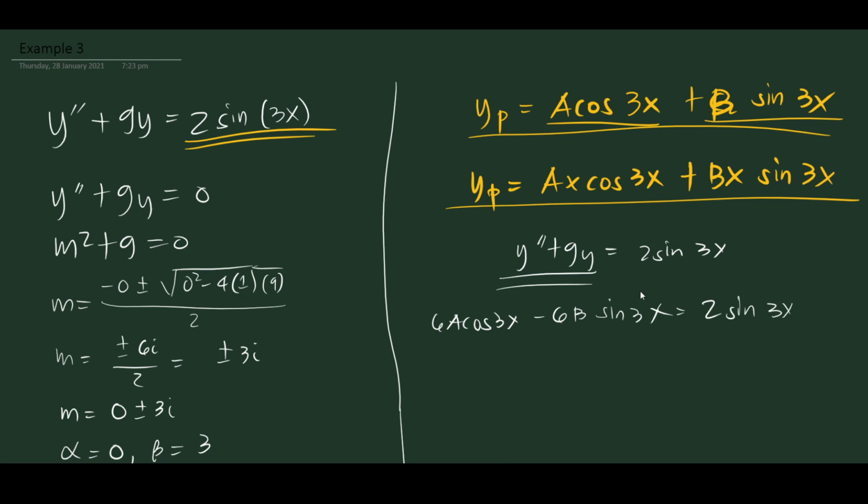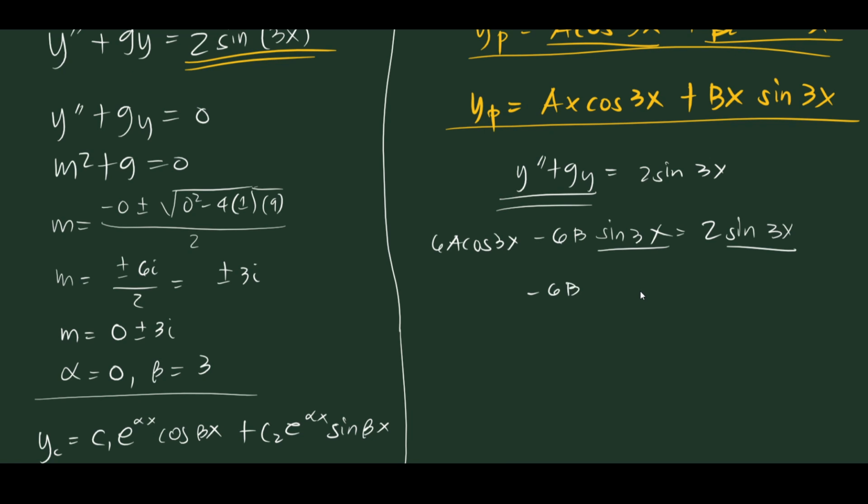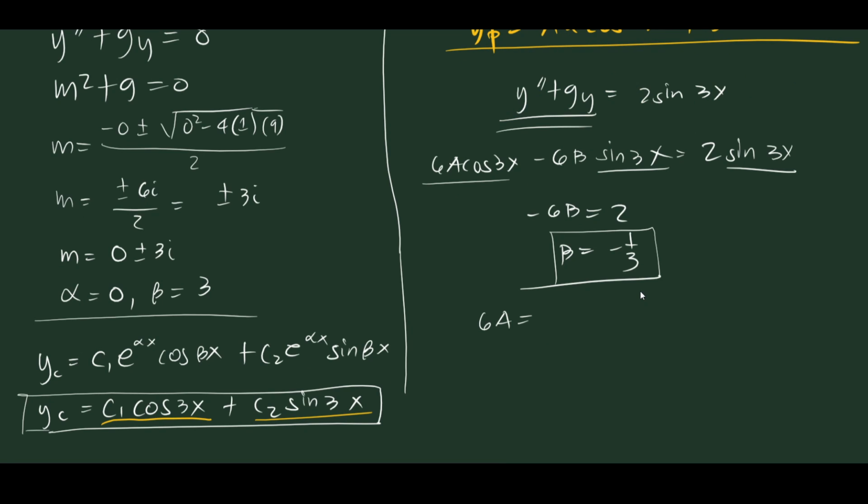Okay? So now let us compare the terms on the left hand side and on the right hand side. So as you can see here, the coefficient for sine 3x on our g of x is 2. So it has to be equal to negative 6b, right? So negative 6b should be equal to 2. So b is equal to negative 1/3. Okay. So how about a? As you can see on the right hand side, we have no term with cosine 3x here. So therefore, we can equate 6a to 0. And then therefore a is equal to 0. Okay, so we have a is equal to 0 and b is equal to negative 1/3.